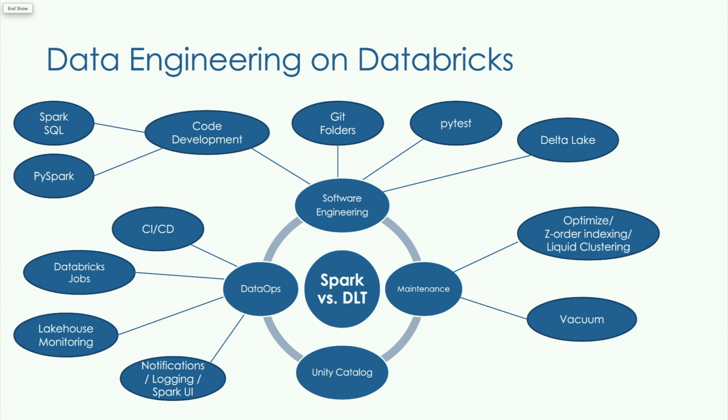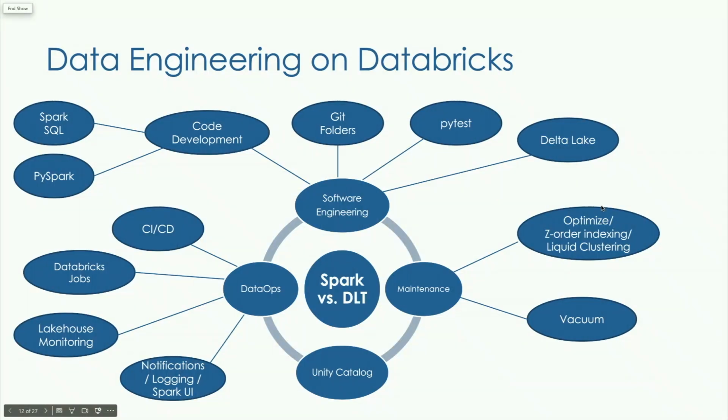We can also monitor the data quality using Lakehouse monitoring. We can also troubleshoot our pipeline using different services: notification, logging, Spark UI. Okay, next, we have maintenance.